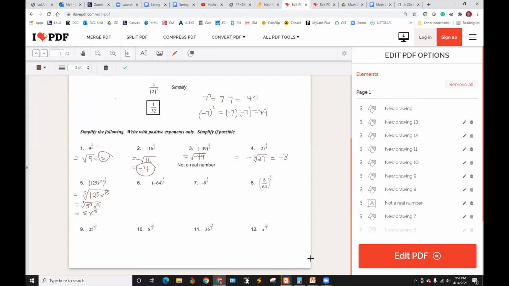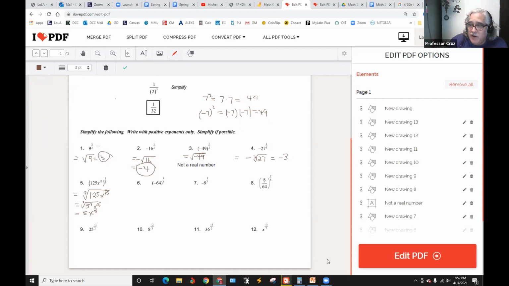I got on here late and I had a question about number 3. Okay, go shoot. Why is it negative 49, not a real number? Why wouldn't it be negative 7?